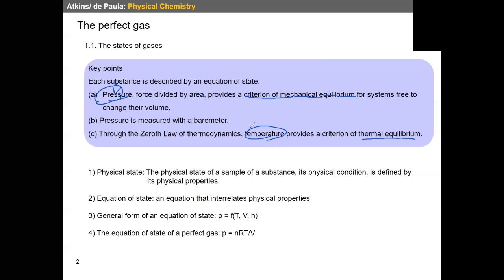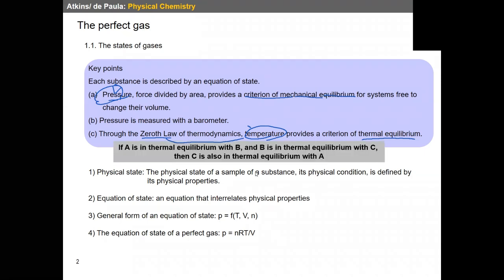There is a law for this thermal equilibrium, which is the Zeroth Law. So what is the Zeroth Law? If substance A is in thermal equilibrium with substance B, and B is in thermal equilibrium with substance C, then C is also in thermal equilibrium with substance A.